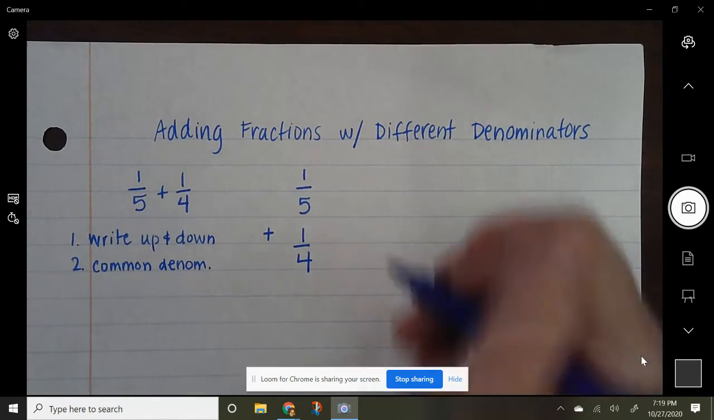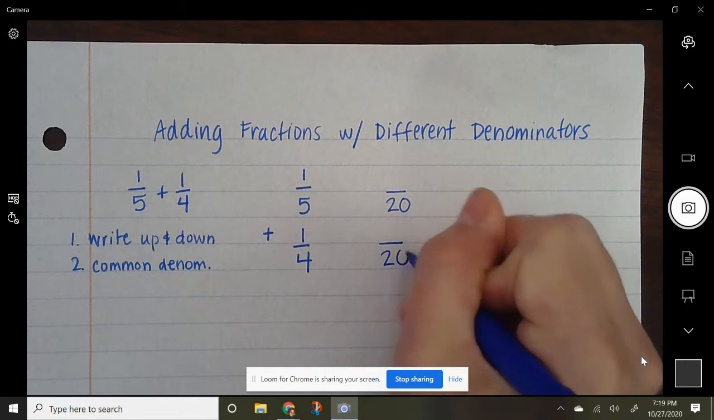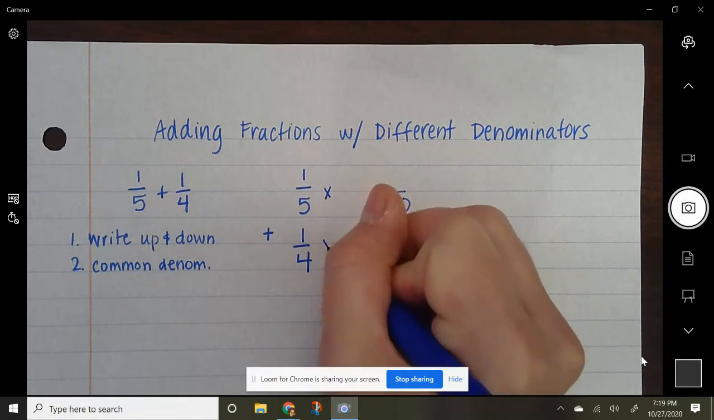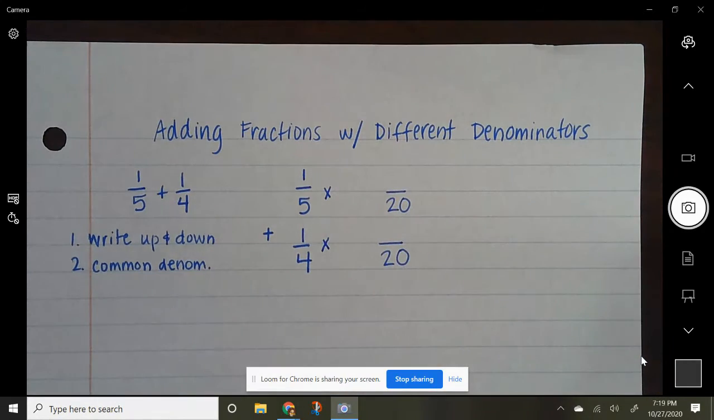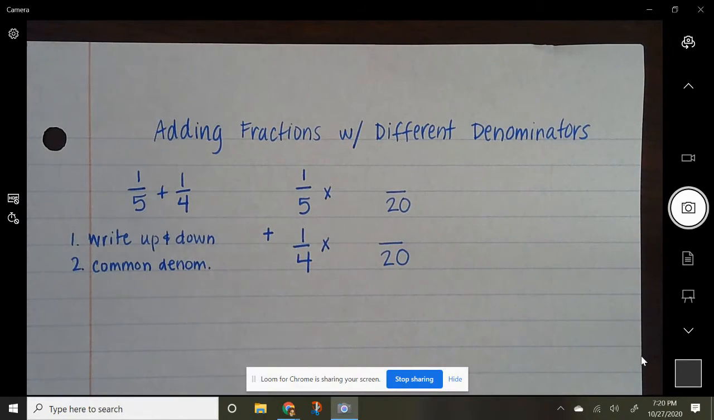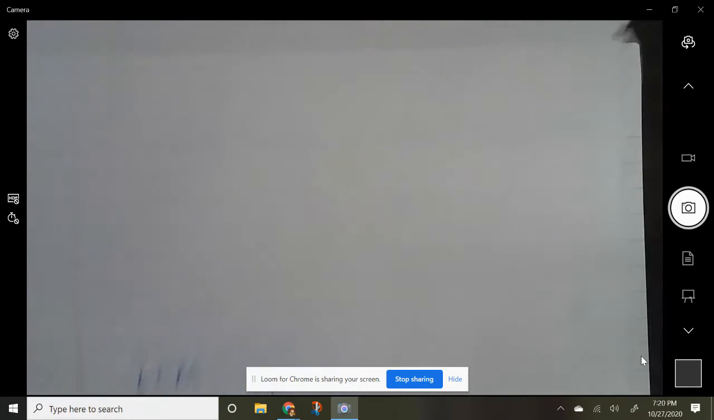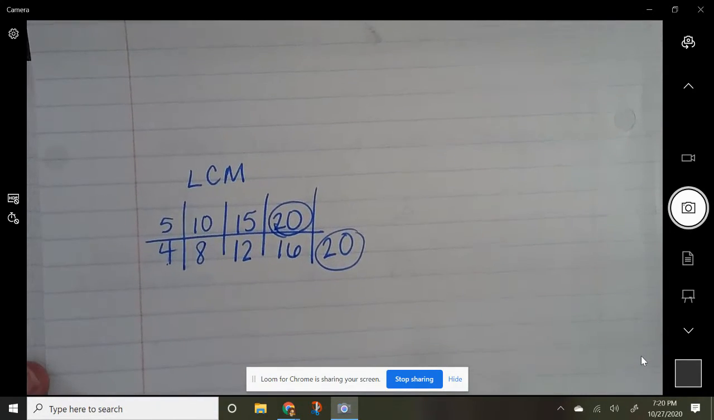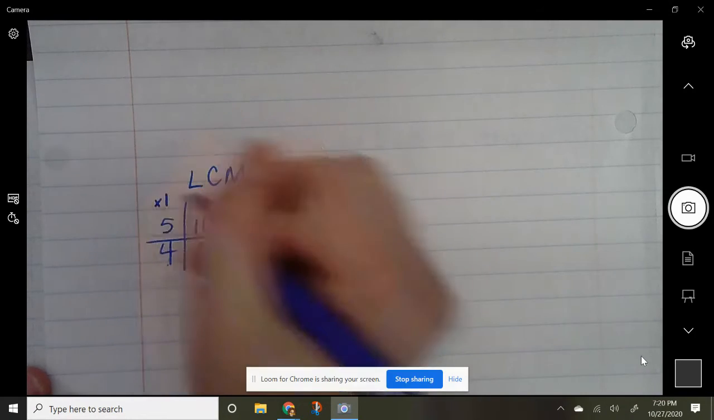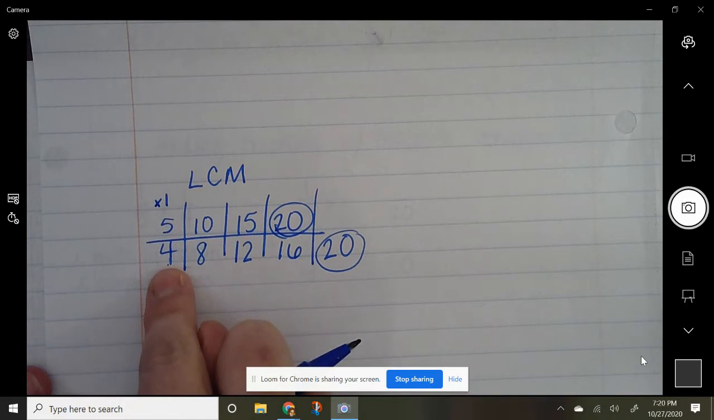So I know I need to get the bottom number to be a 20. And the only way I can do that is by multiplying. The M means multiply in LCM. So 5 times what equals 20? Well, if you're not sure, you actually just made yourself a multiplication chart here. This is the times 1 section. 5 times 1 is 5. 4 times 1 is 4.